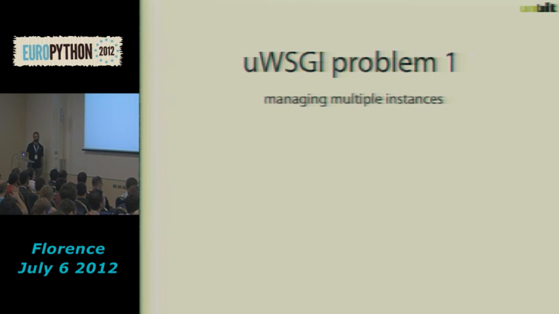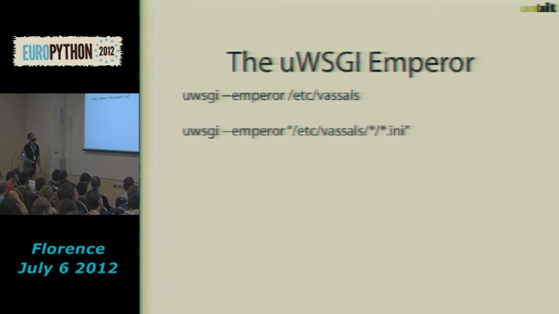Then we have the first uWSGI problem. We have to start multiple instances, one for example.com, one for example2, and so on. The proposed solution in the uWSGI project is the uWSGI Emperor. This is a kind of supervisor. It will start monitoring the directory you have specified as an argument, and as soon as it finds a valid uWSGI config, it will start a new uWSGI instance, parsing that config file.